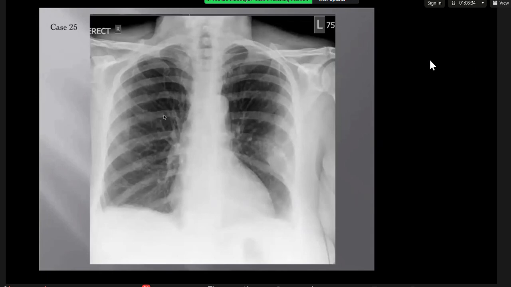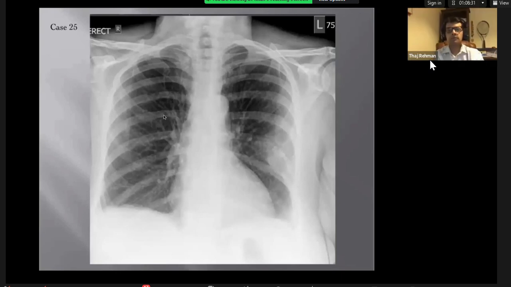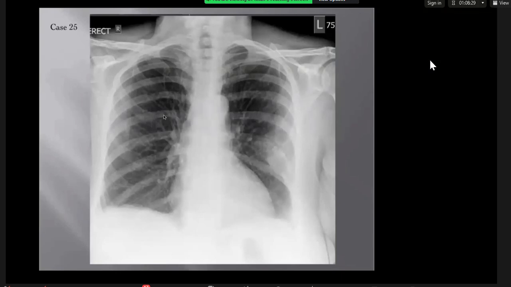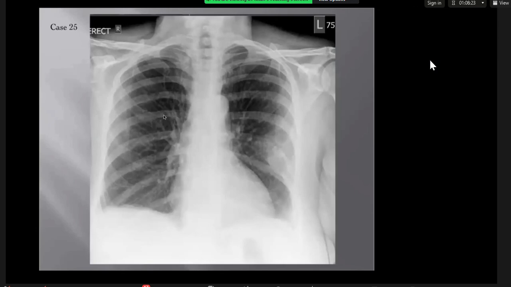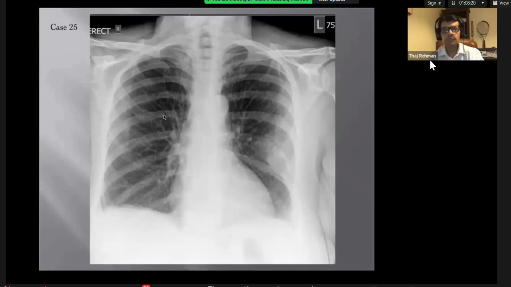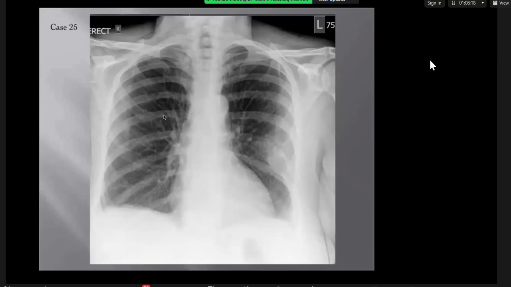Just looking at the bones, the rib on the left side, the overlying rib looks irregular, and I cannot see the border of the rib. So this is a mass either involving the rib or arising from the rib and expanding into the chest wall. Very good.